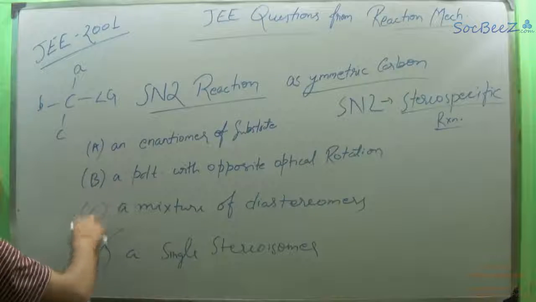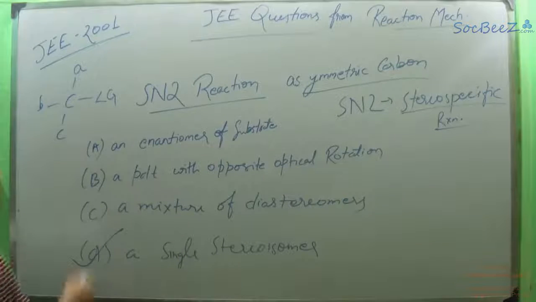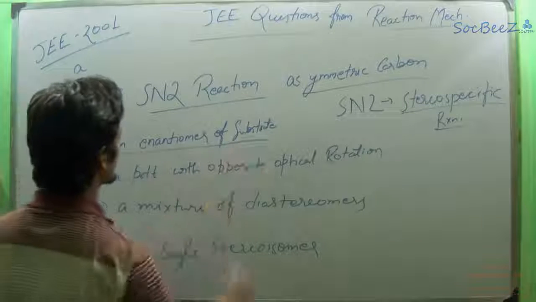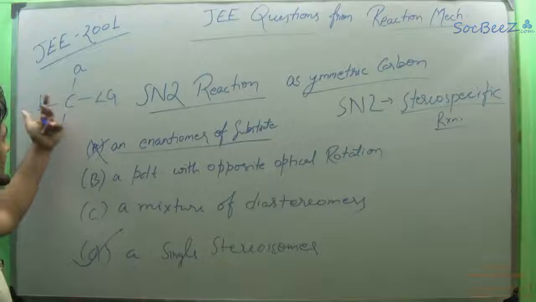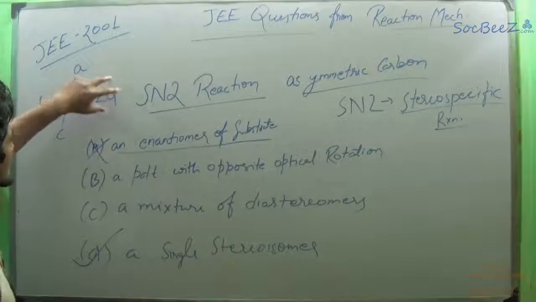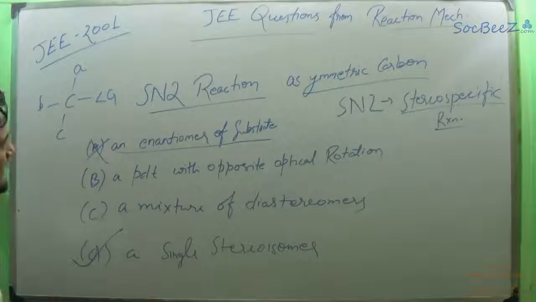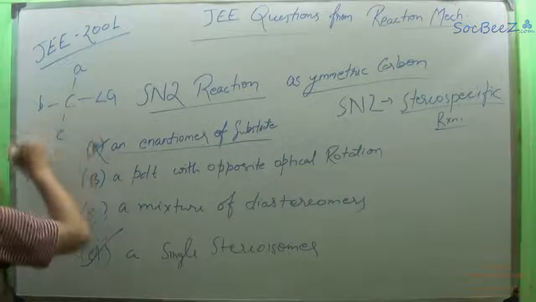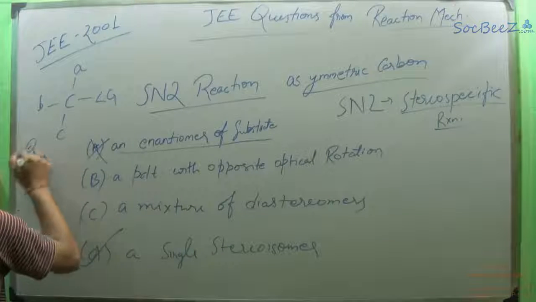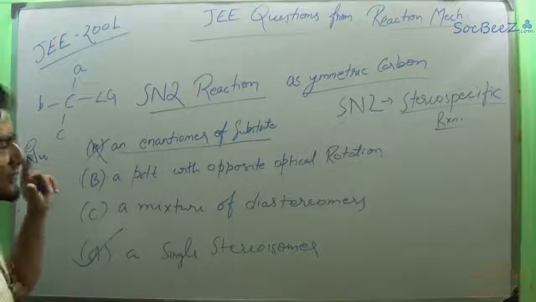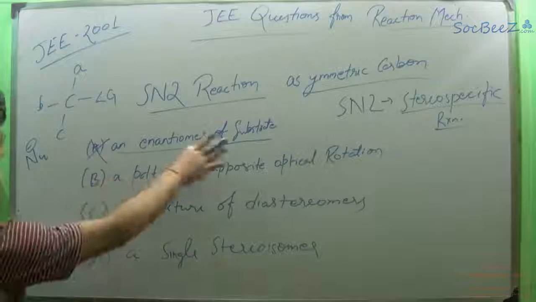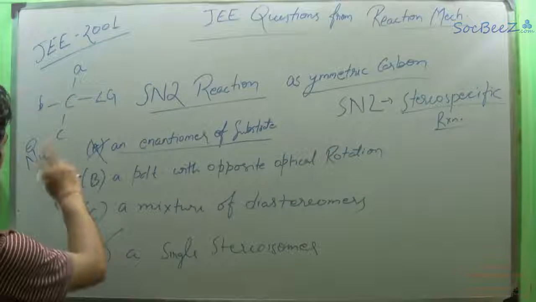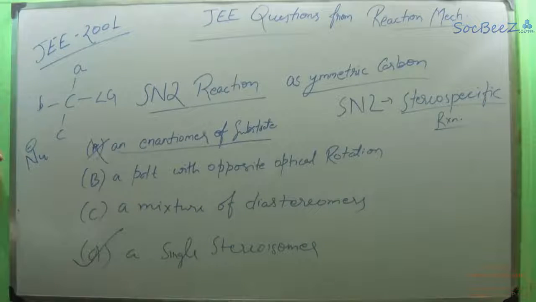But let us understand what A, B, C are saying. These are saying an enantiomer of the substrate will form. This is completely wrong, because the initial reactant has the leaving group, while the final product will have the nucleophile. So the initial and final products will not be related at all, leave alone this enantiomer thing.